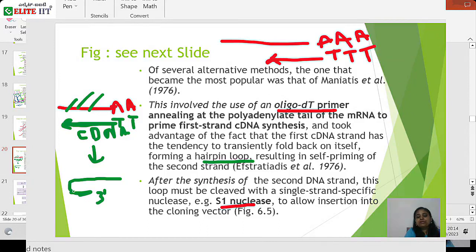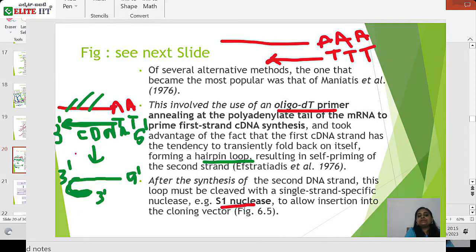So this is the 3' part, and this is 5', right? Why? Synthesis always happens from the 5'. So the T part was the 5', and here it is the 3' end, and the 3' end is folded again. A small part is folded, so this is actually making the primer. It is acting as the primer.